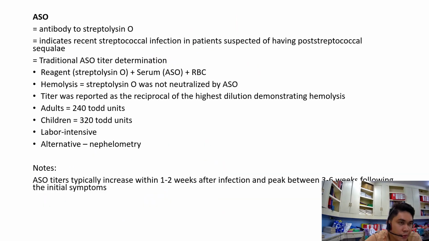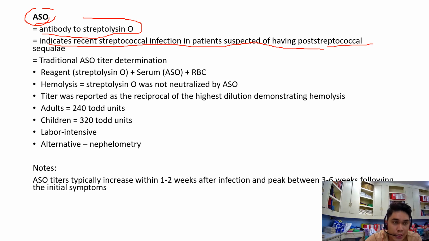Now, regarding ASO determination or anti-streptolysin O, ASO is the antibody to streptolysin O. Okay, and it indicates the recent streptococcal infection in patients suspected of having post-streptococcal sequelae. Okay, and the traditional way of determining ASO titer is the use of streptolysin O as the reagent and RBC, because streptolysin causes hemolysis of red blood cells.